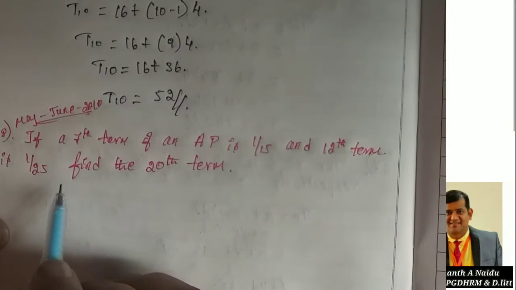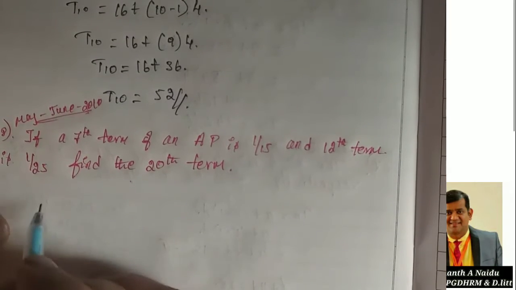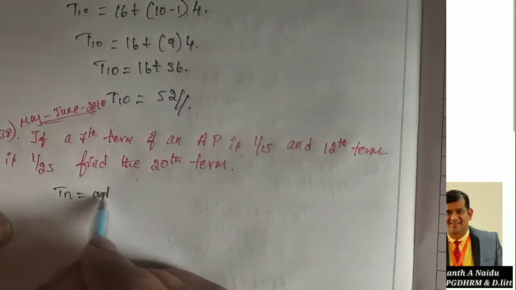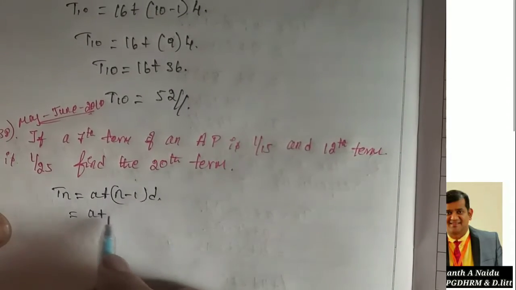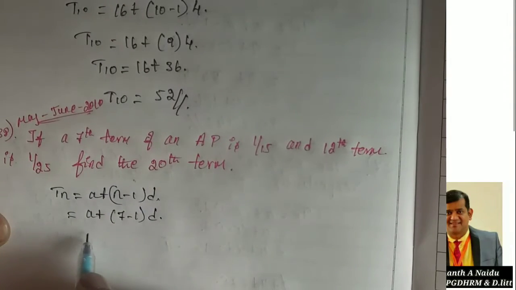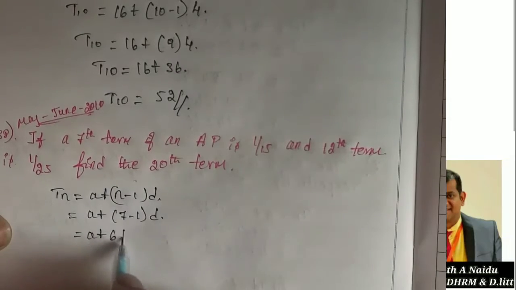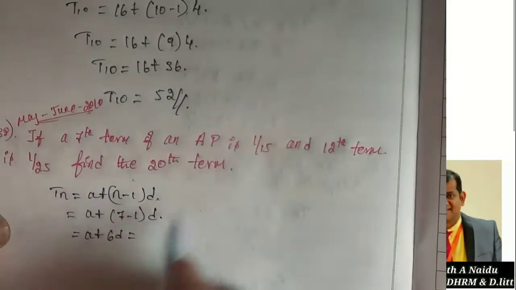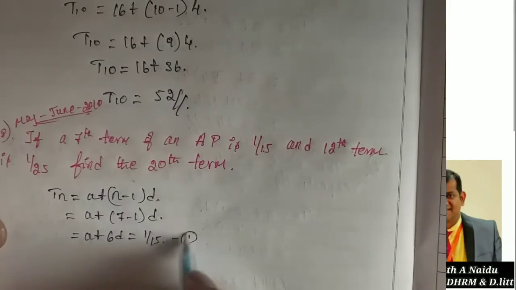The 7th term is 1 by 15, and the 12th term is 1 by 25. So let us find the equations. Tn equals a plus (n minus 1) into d. For the 7th term, a plus (7 minus 1) into d, that is a plus 6d equals 1 by 15. So we have equation 1.